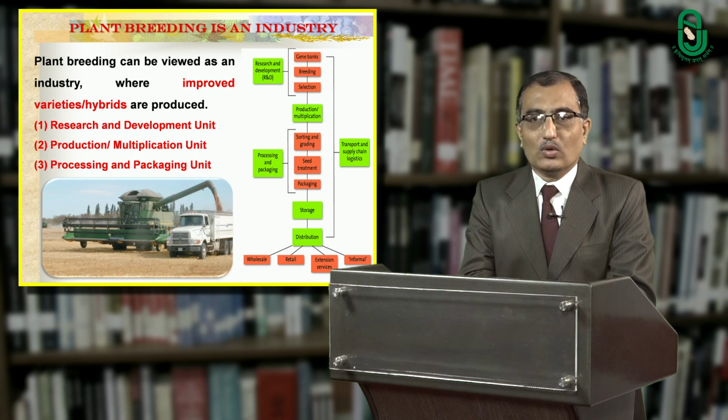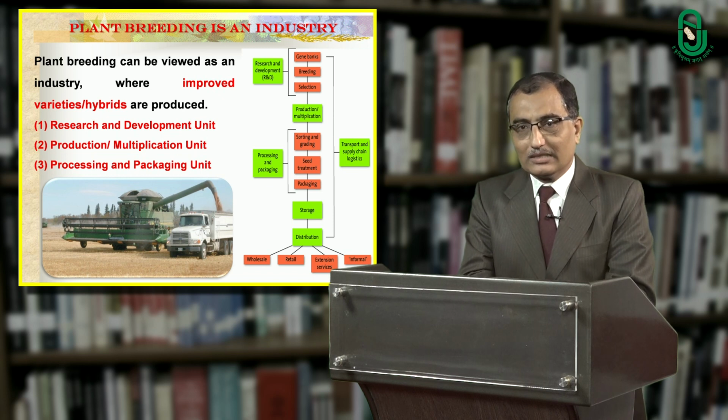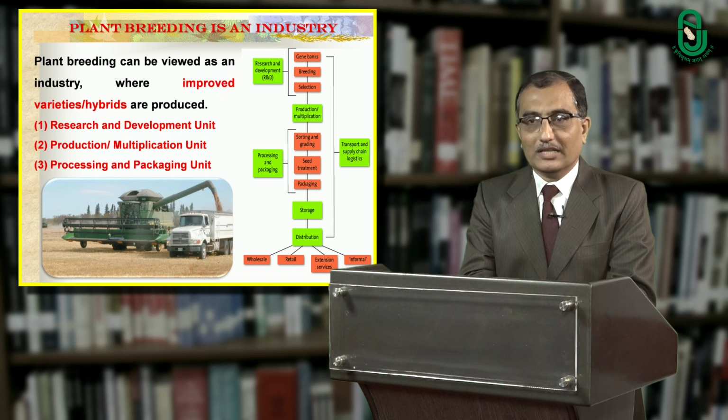One is called the research and development phase. It includes the collection of germplasm, evaluation of the germplasm, and finally we select some varieties. Then once the variety or hybrid is selected, we have to multiply that on a commercial scale, and once we achieve it, we have to do the processing and packaging of that seed material so that this quality seed can be supplied to the farmers for maximum benefit.